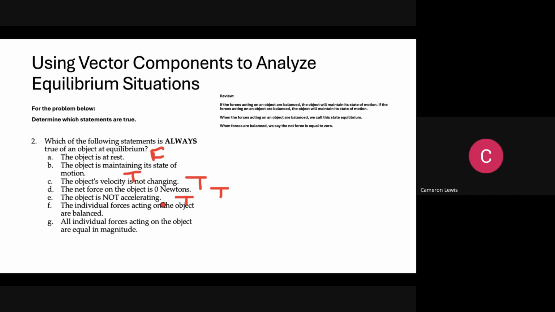Okay. Next one. The individual forces acting on the object are balanced. Can we conclude that is true in equilibrium? I'll say false. Anybody else? It would be true, right? That's what we've been saying this whole time. Wait, let me read this again. The individual forces acting on the object are balanced. Nothing should be acting on the object. Hold on. Go back. Actually, look at the review.